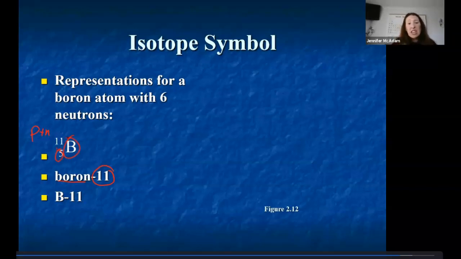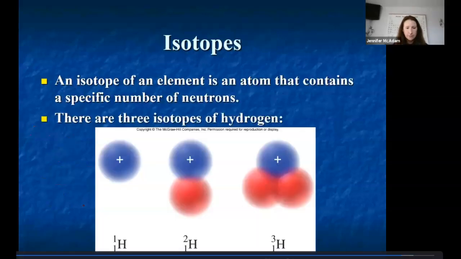So often we're just going to ignore that atomic number. We're going to ignore the 5 and just put boron-11. Again, this is the protons plus the neutrons, or just do B-11. So you're going to see it all 3 different ways.